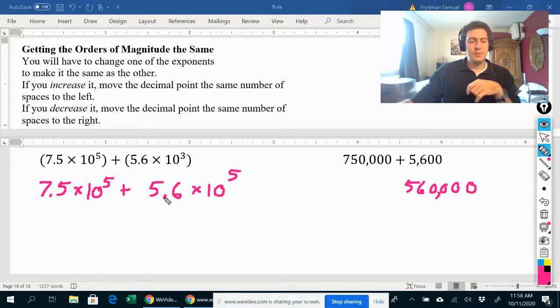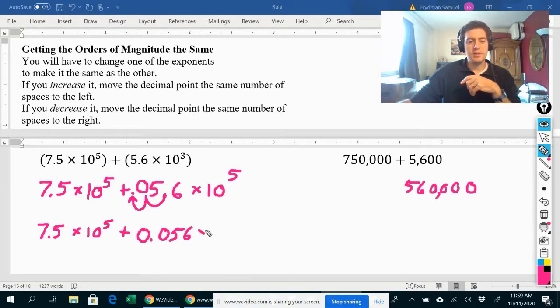So if I take this decimal point and move it to the left 2 spaces, again, why am I moving it to the left 2 spaces? It's because I changed the exponent, I increased it by 2, okay? So I'll move this to the left 2 spaces, and now this looks a little messy, so let me just rewrite the whole problem again. 7.5 times 10 to the 5th plus, now I have 0.056, just put a 0 in front of the decimal also, times 10 to the 5th.